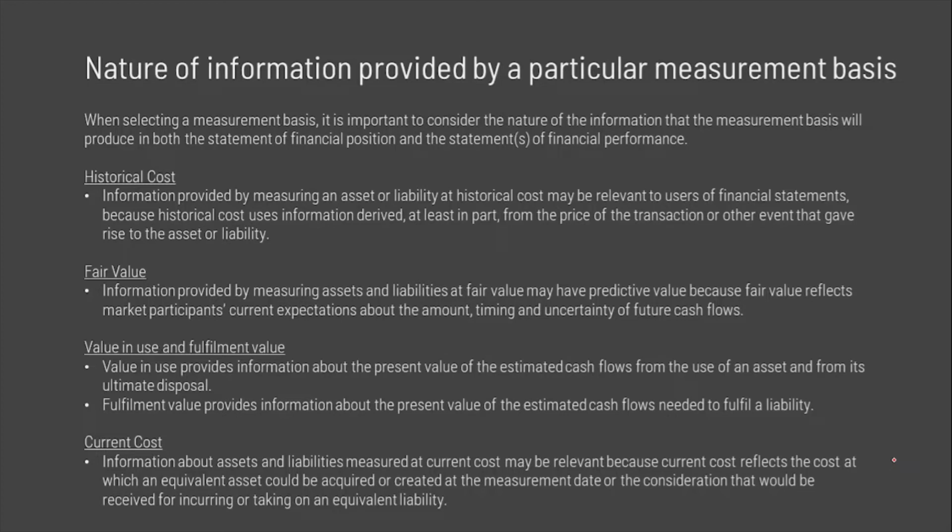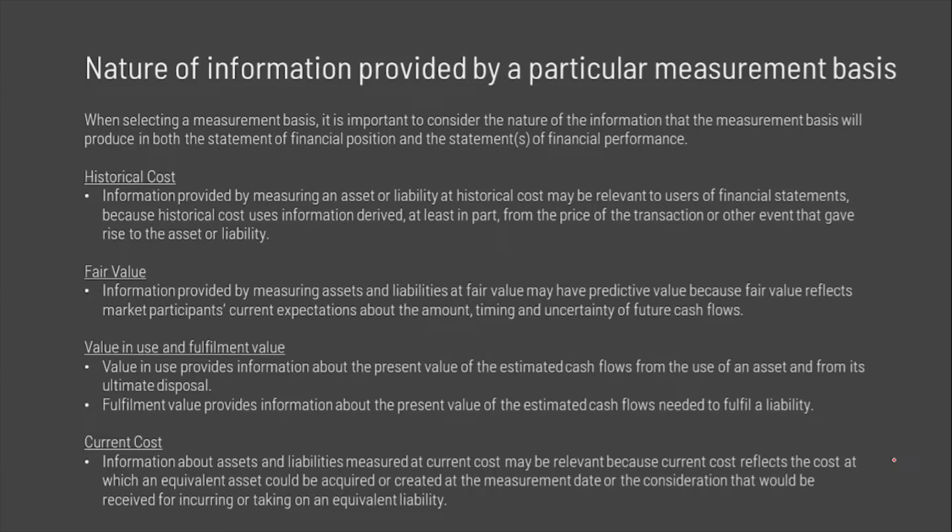Another example, measuring an asset or liability at historical cost or current cost does not result in gain or loss on initial recognition, unless the asset is impaired or the liability is onerous. Whereas, measuring an asset at fair value or value in use may result in gain or loss on initial recognition if the market in which the asset is acquired is different from the market that is the source of the prices used in measuring the asset's fair value. The initial gain or loss is the difference between the consideration paid and the fair value of the asset acquired.